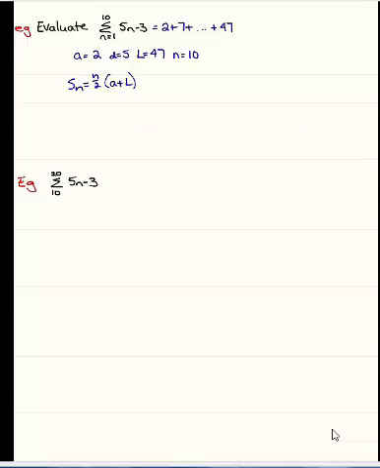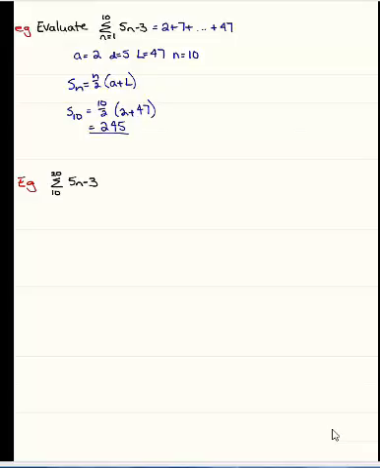So the sum to 10, the first 10 numbers of this, is 10 over 2 outside of 2 plus 47. So the sum of that series is equal to 245. Seems straightforward? Have a look at the next one.